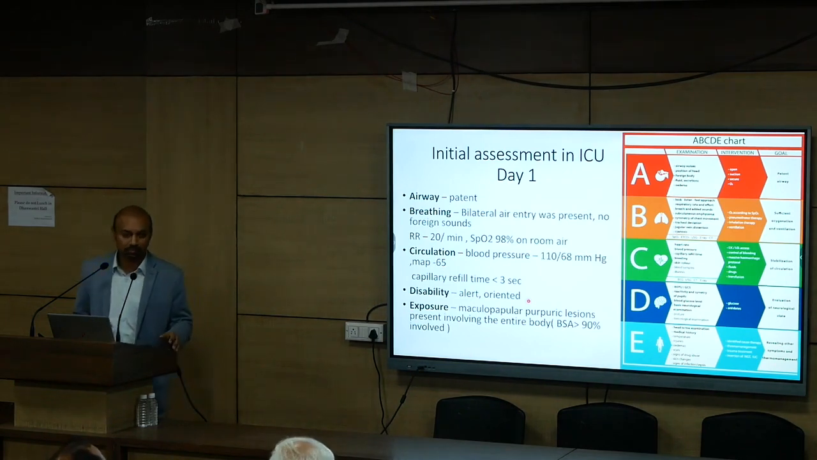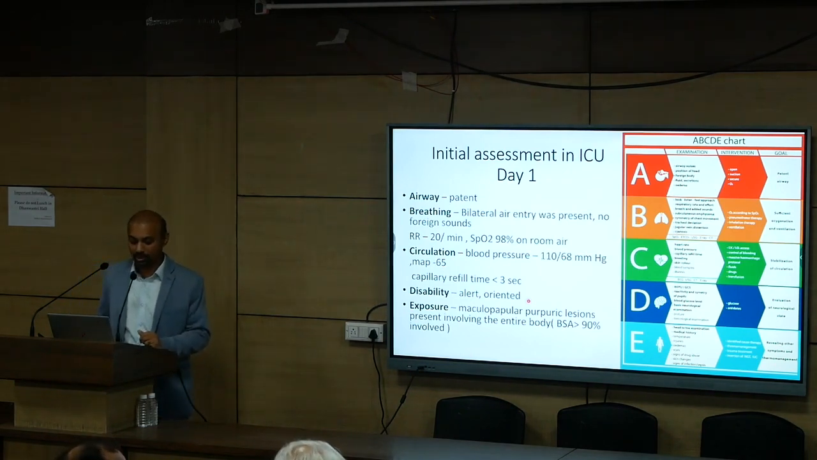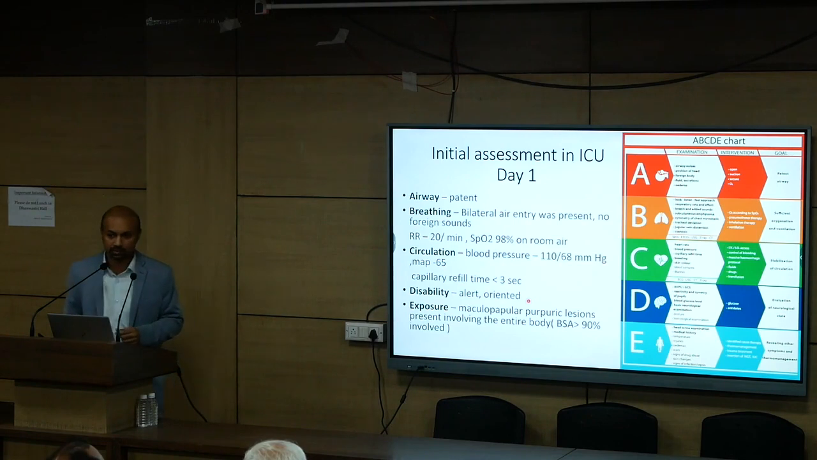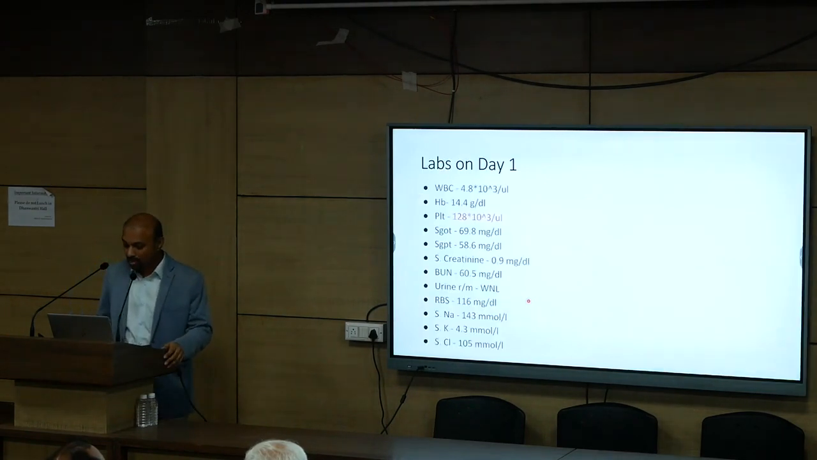Talking about the disability, the patient was alert, oriented to time, place, and person. After exposing the patient, there were macular purpuric lesions involving the entire body, and the body surface area involved was more than 90%, which we calculated by the rule of 9, as we do in burns patients also. We did a biochemical investigation on day 1, an extensive investigation, and we didn't find any abnormality apart from the platelet count, which was 1,28,000.